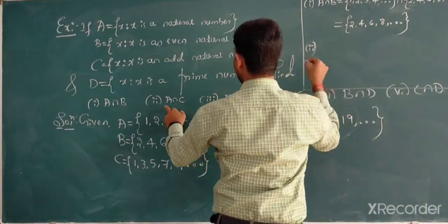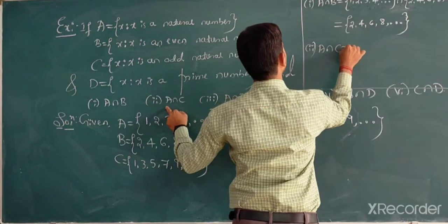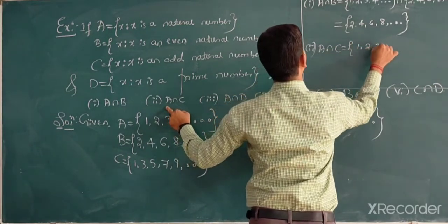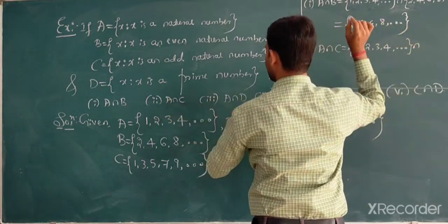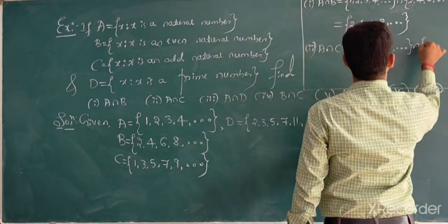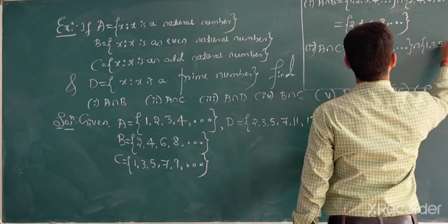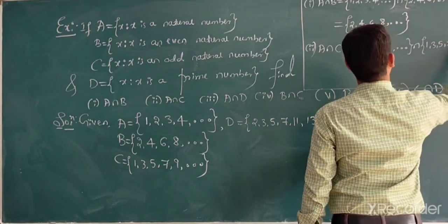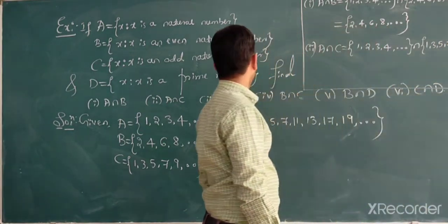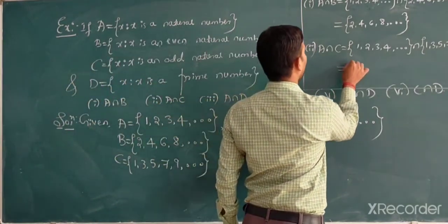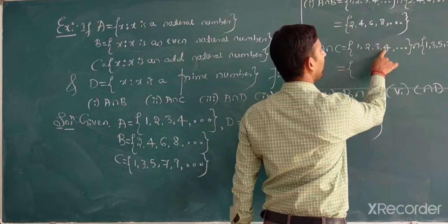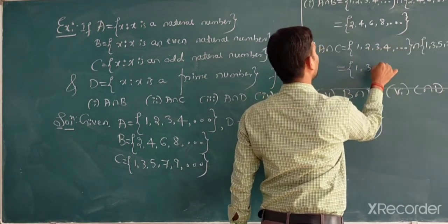Second one: A intersection C. A intersection C is equal to 1, 2, 3, 4 intersection C. C is nothing but 1, 3, 5, 7, 9. Which one is common? Therefore 1, 3, 5, 7.